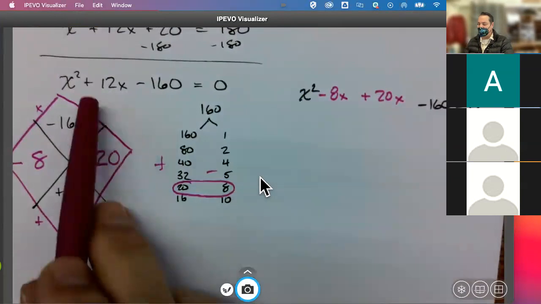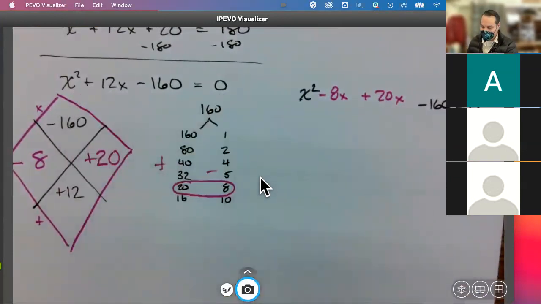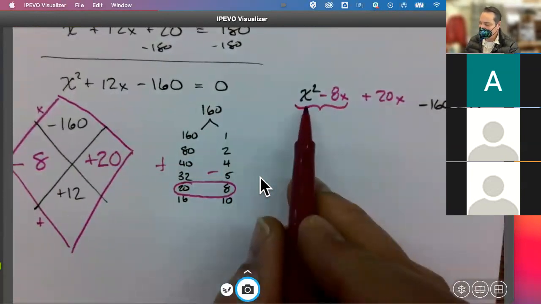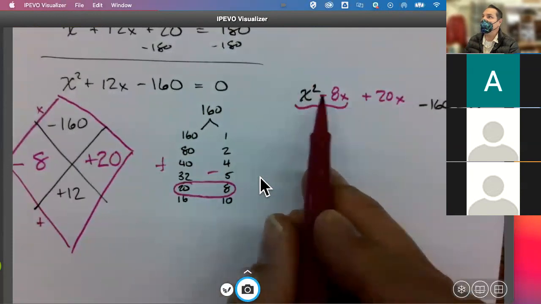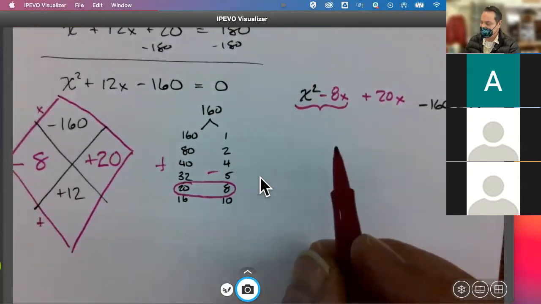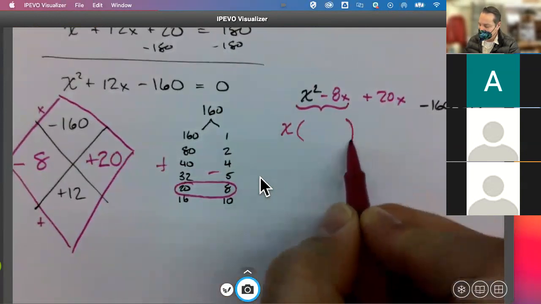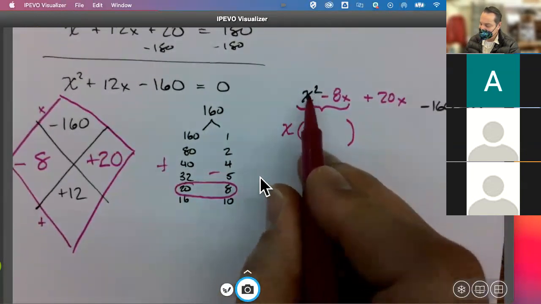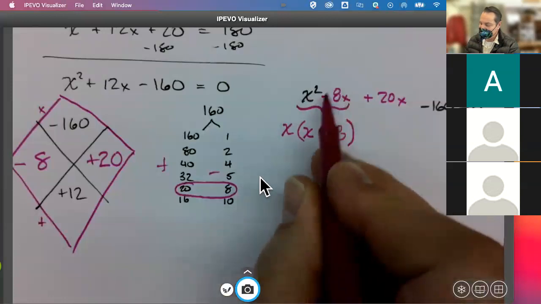Still the same value, right? This equation and this equation are totally equivalent. Having done it this way, though, what I can do is now factor by grouping. Looking at these first two terms, what is it that's common to both x squared and negative 8x? X. So I'll pull that out. I'll factor it out to see what's left. X times x makes x squared. X times negative 8 makes negative 8x.